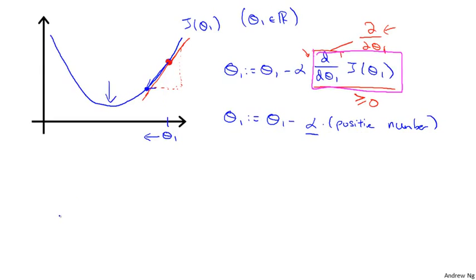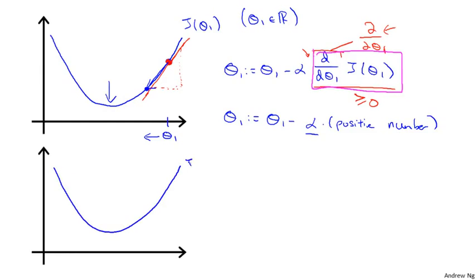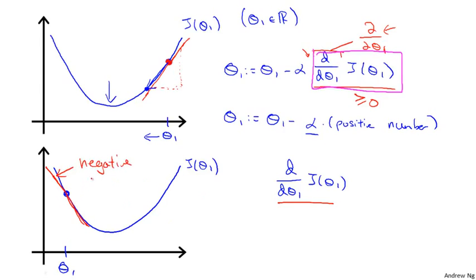Let's look at another example. Let's take my same function J and draw the same function J of theta 1. And now let's say I had instead initialized my parameter over there on the left, so theta 1 is here, at that point on the surface. Now my derivative term, d/d theta 1 of J of theta 1, when evaluated at this point, is the slope of this line. But this line is slanting down, so it has negative slope. Alternatively, I can say that this function has a negative derivative at that point, so it is less than or equal to 0.